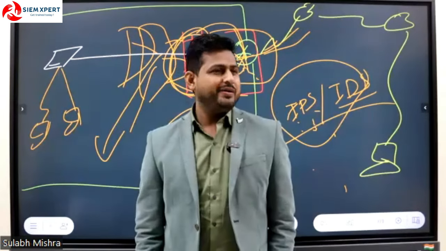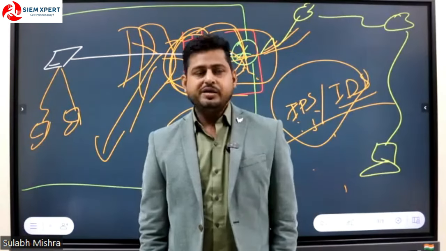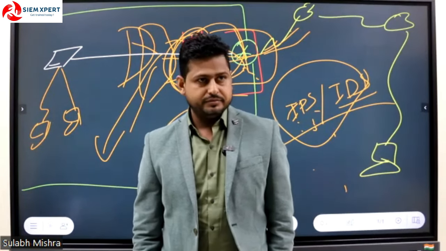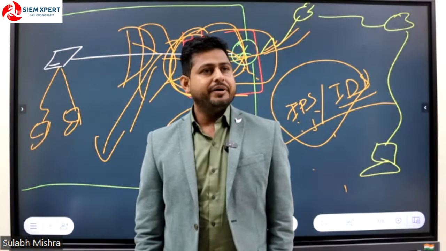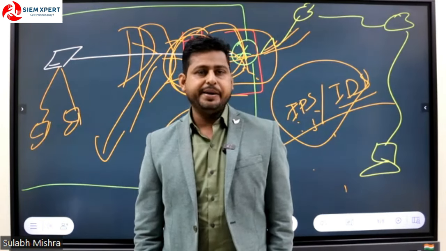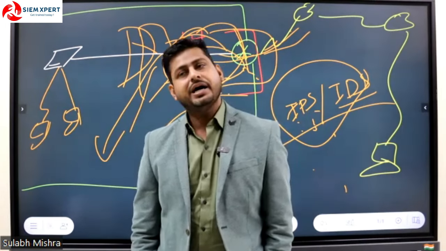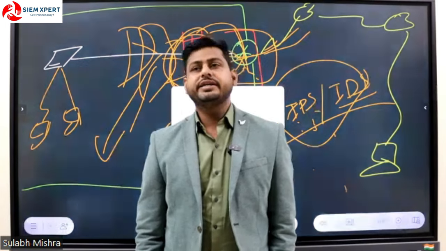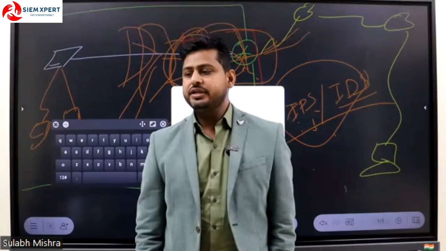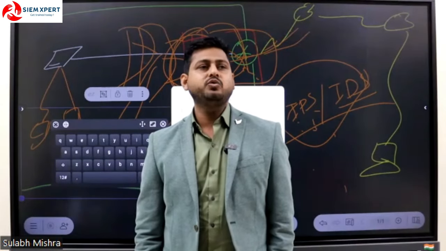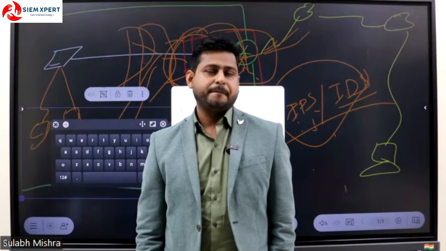Whenever any malicious traffic comes, it will detect that it's an attack. For example, a DDoS attack. It detects the attack, but it does not block the traffic. It will not block the communication. It will only detect and generate an alert. That mode is called the intrusion detection system.